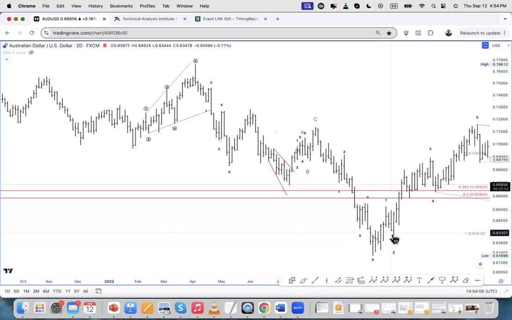No, so pass. Wave 3 is the next one. Wave 3 can never be the shortest. Is it the shortest? No, wave 1 is shorter. Okay, great, pass. Next rule, wave 4. Wave 4 can never end in the price territory of wave 1, so it didn't produce any overlap, pass. So we have 1, 2, 3, 4, and 5.